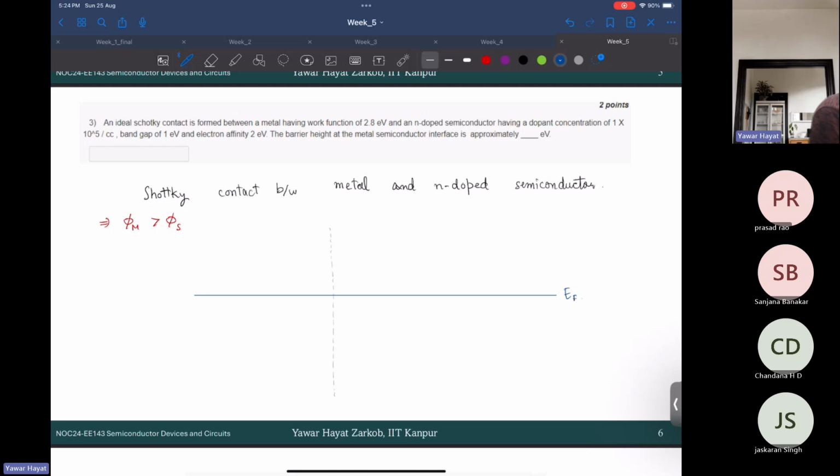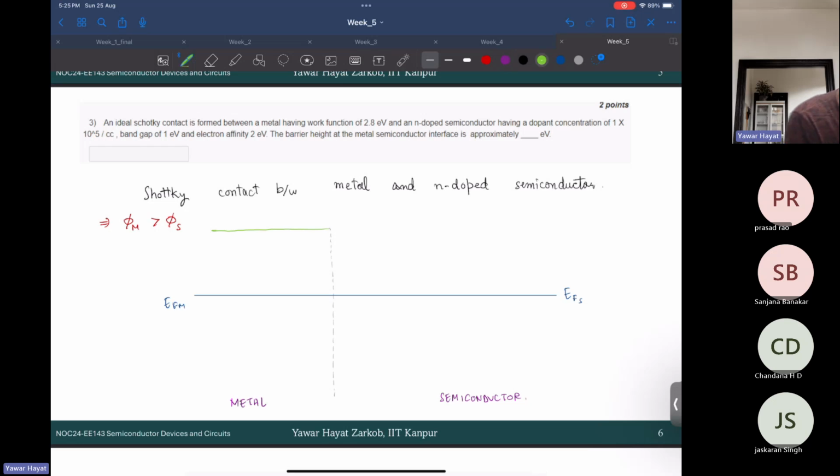This would be EFS and this would be your EFM. In equilibrium, the Fermi level is constant throughout. Now your EVAC, let me use green for this EVAC. This is your EVAC. I hope this is understood, but still I'll write it. This is your metal and this is a semiconductor, and this is the interface.